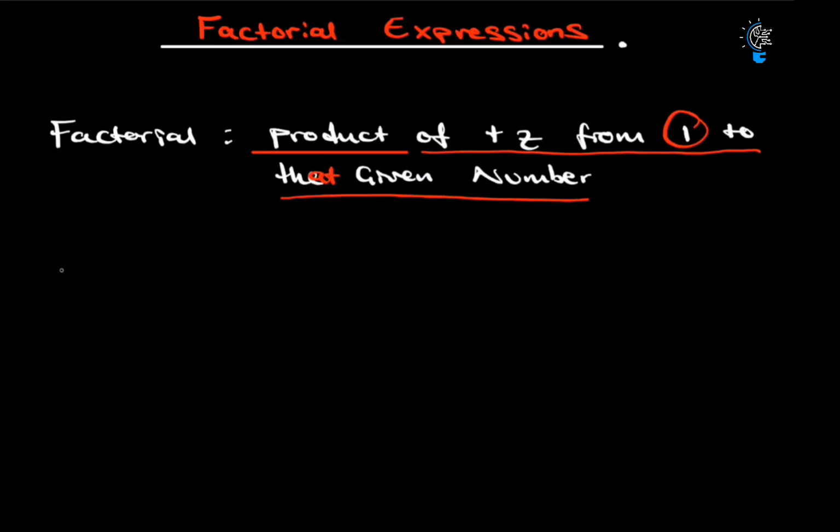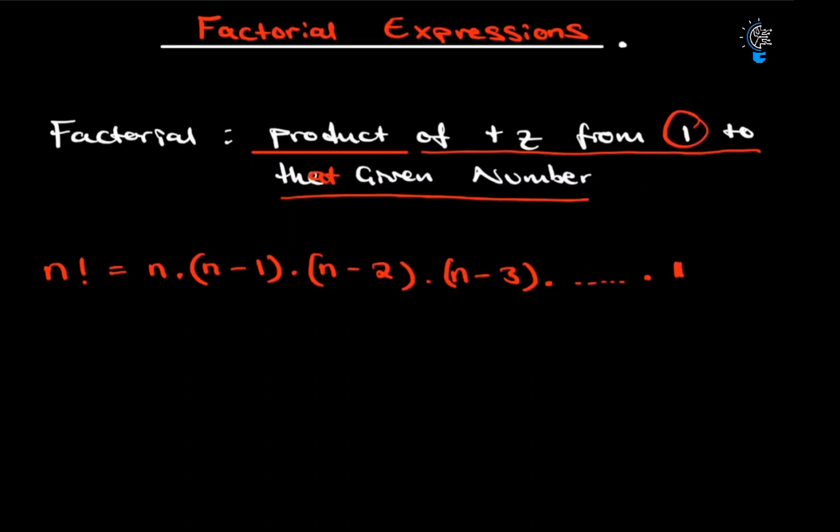If you are given a number, let's say that number is represented by the letter n. So if you're given n factorial, what we mean is that n times (n minus 1) times (n minus 2) times (n minus 3), so on and so forth until we reach 1. The product of this list of integers is what is denoted as n factorial.